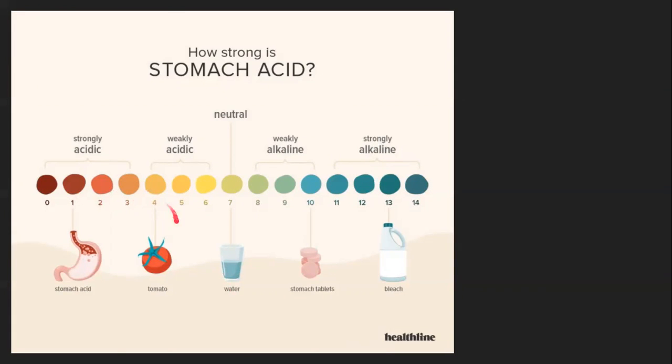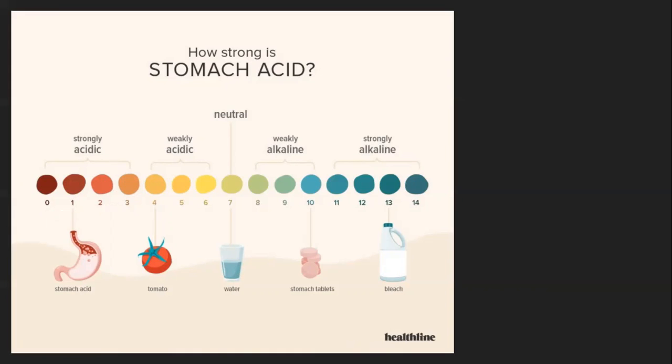For example, a tomato has a pH of 4. I think lemons or limes are somewhere over here. And then stomach is all the way down here. So you can see that stomach acid is one of the most acidic things that we normally come into contact with. So stomach acid is very acidic.